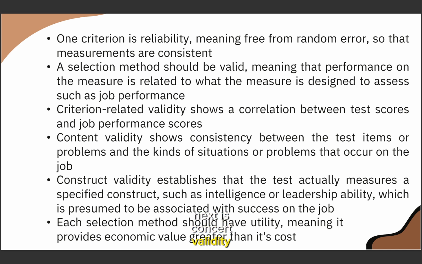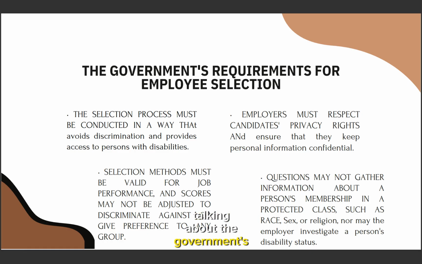Next is content validity, which shows consistency between the test items or problems and the kinds of situations that can occur on the job. And the last is each selection method should have utility, meaning it provides economic value greater than its cost. Next material is talking about the government's requirements for employee selection.